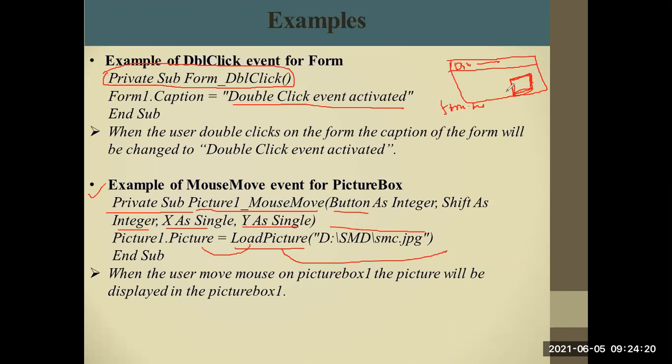So this is basically why it is happening. Why? Because of the event. An event is performed. So what is the event? Moving a mouse. Whenever the mouse is moved over a picture box, it will display a picture in your picture box. You may note down these functions, because sometimes the question may be asked.